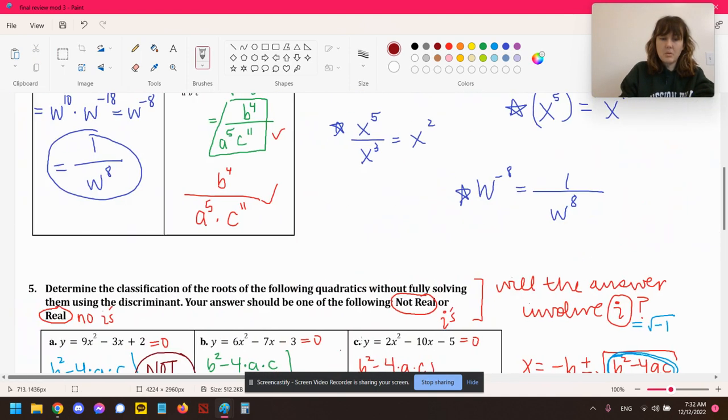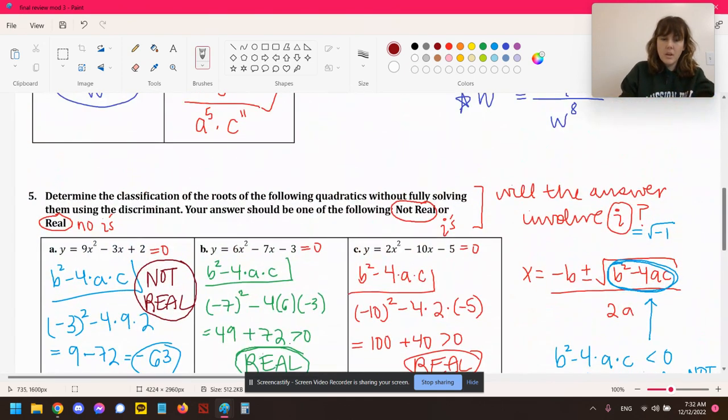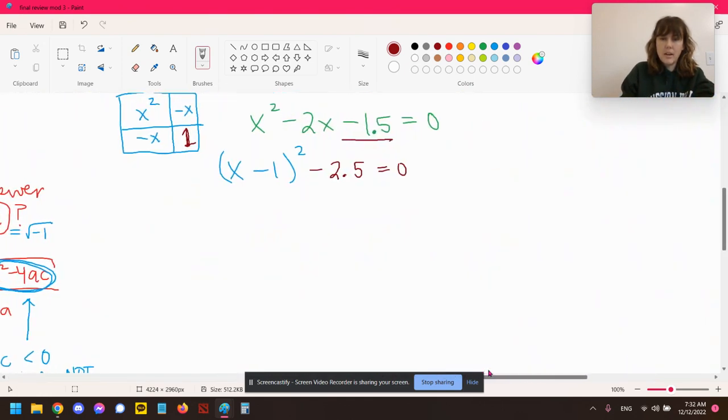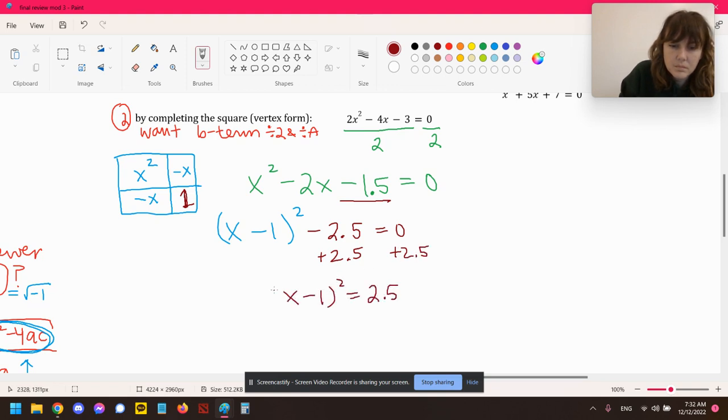And now this becomes a problem like we did over here. Find the roots in the following vertex form. We've got vertex form now, and now we need to solve for x. I'm going to do this by adding 2.5 on both sides. I'm going to do this by taking the square root of both sides. This is plus or minus.